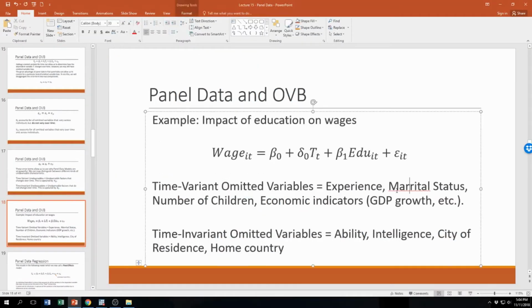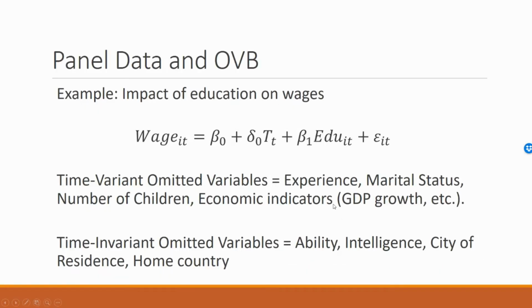Okay, let's do an example. So let's go back to our wage example. And we want to identify the impact of education on wages. So we have this model that we could run using panel data. We can see that wage varies across individual and time. Education varies across individual and time. We have our error term, and we also have a time term, a term that accounts for the passage of time.